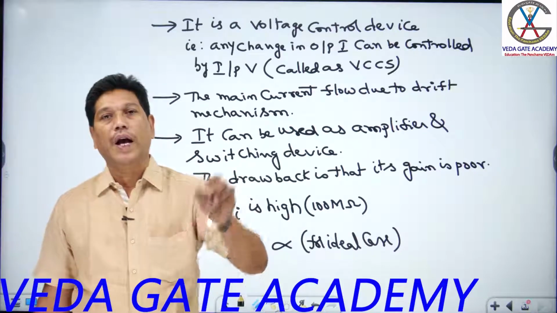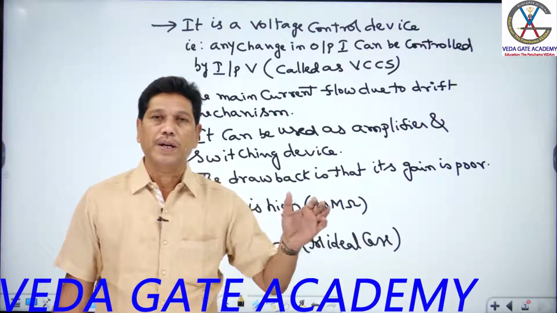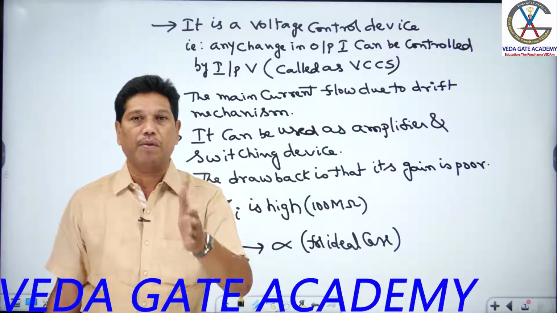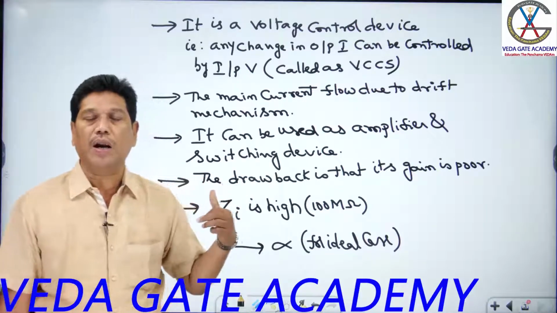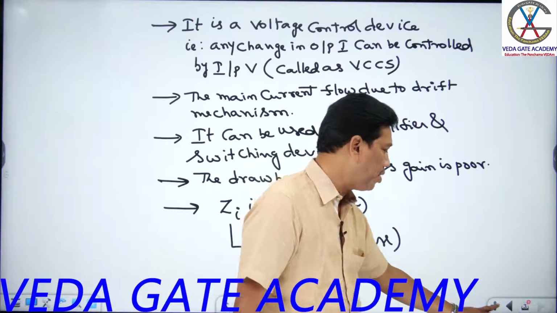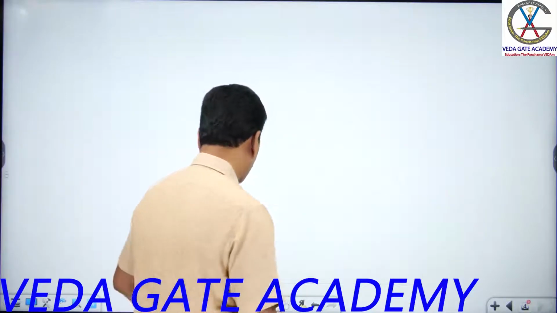And the other one is, as compared to BJT, FET and MOSFET are voltage-controlled devices. In BJT, the main current flow is due to the diffusion mechanism. But in FET and MOSFET, the current flow is mainly due to the drift mechanism, you can call it. Understand, students? Now I can examine the family of this field effect transistor, students.